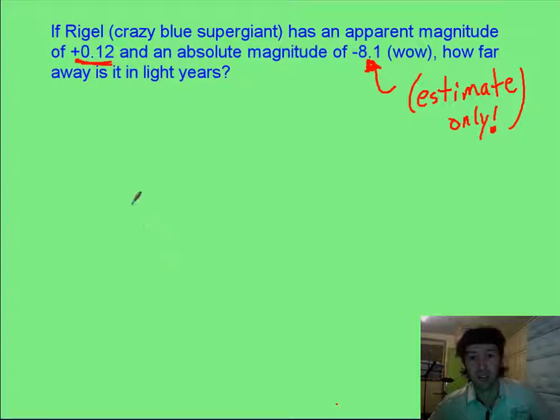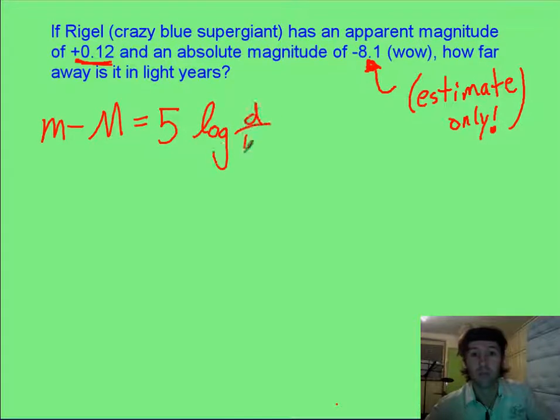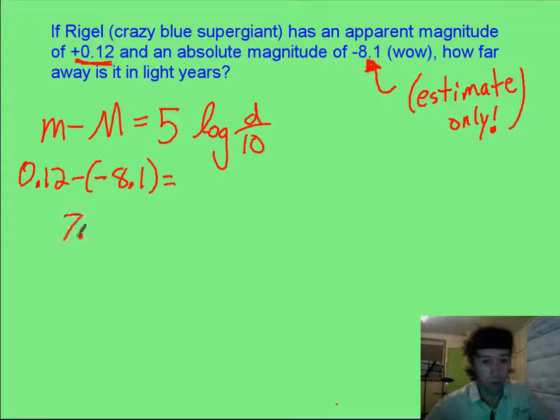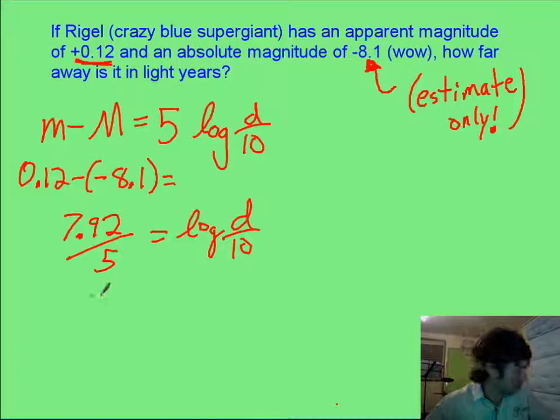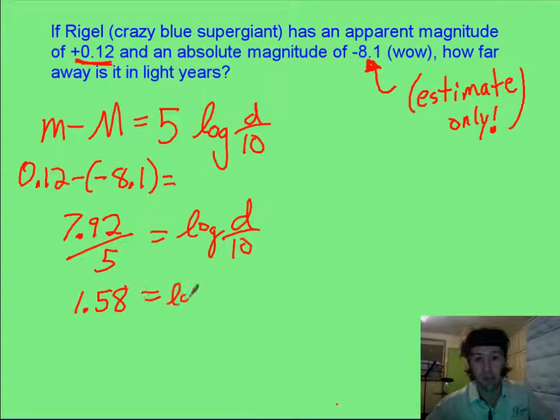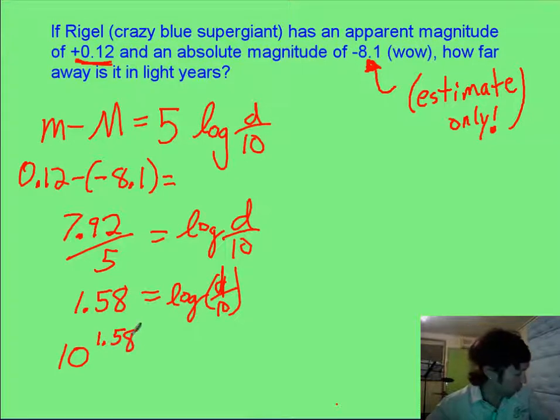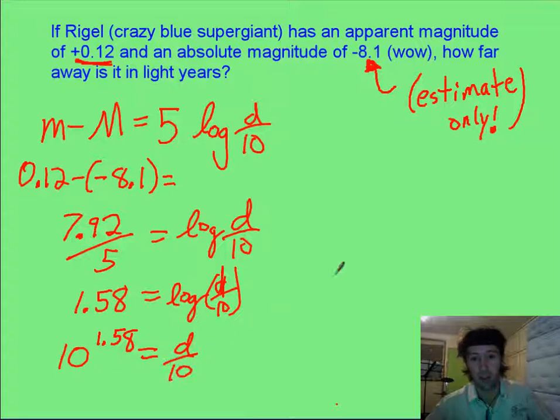So let's calculate how far this is. Pause it, see if you can use that equation that you just learned to solve it. The way you do that is you've got this equation, and you got to keep track of these negative signs. You're going to have 0.12 minus a negative 8.1 equals all this stuff, and you're going to end up with a positive 7.92, and you divide it by 5 because you've got this, and you're going to end up with 1.58 equals the log. And so then to get rid of the log, hopefully you remember some math skills. You got to do 10 to the 1.58 power, and that's going to get rid of your log. Then once you solve that, you end up with a distance of about 380 parsecs.